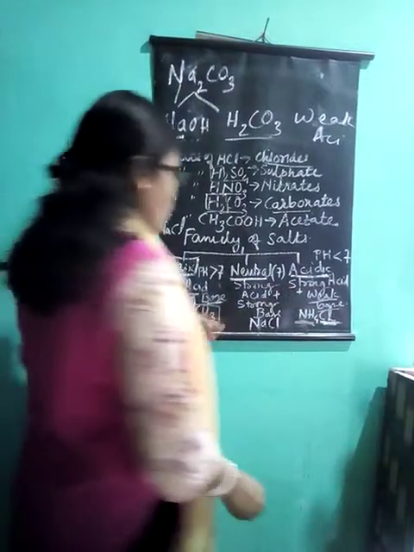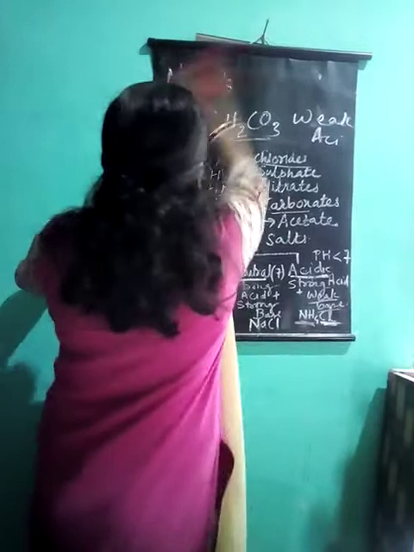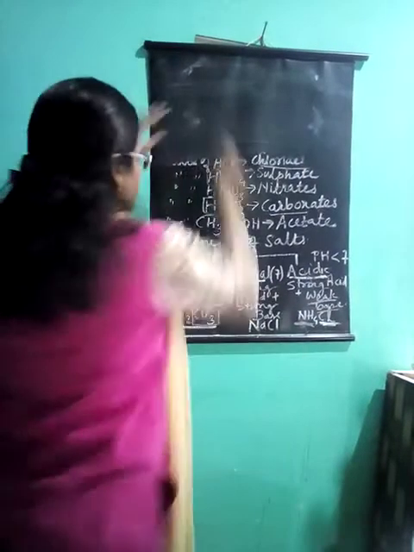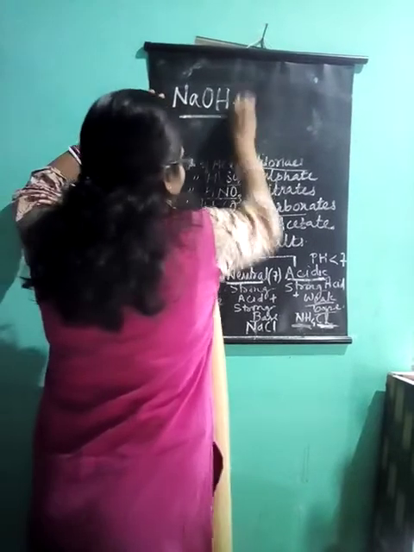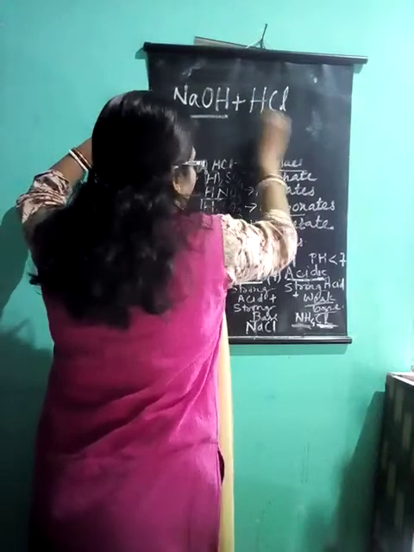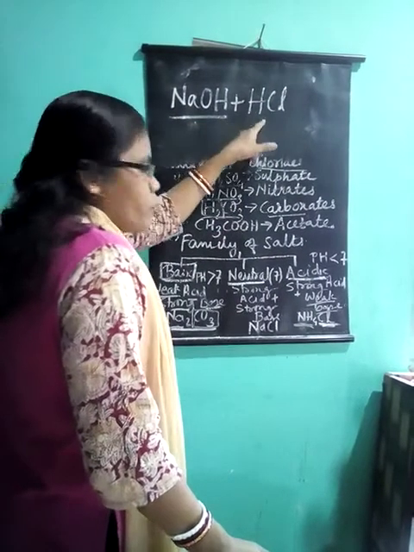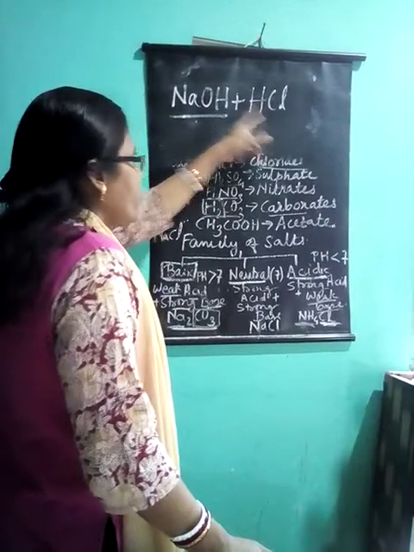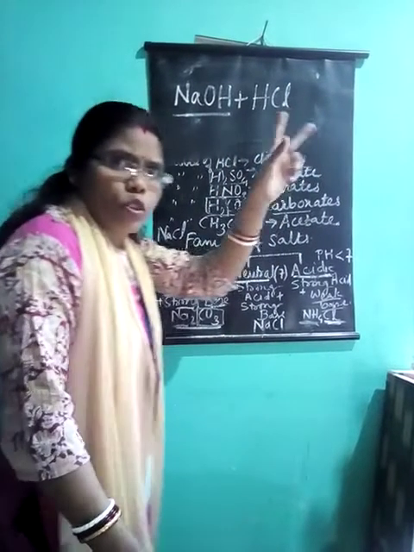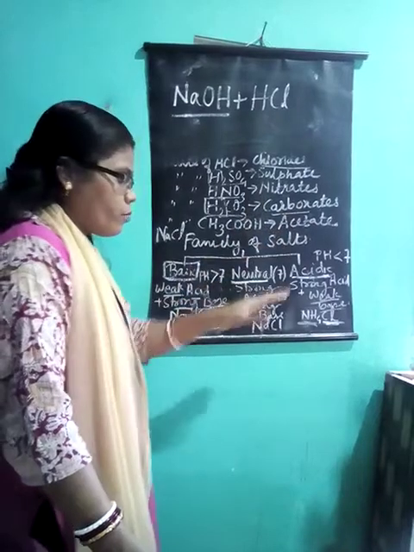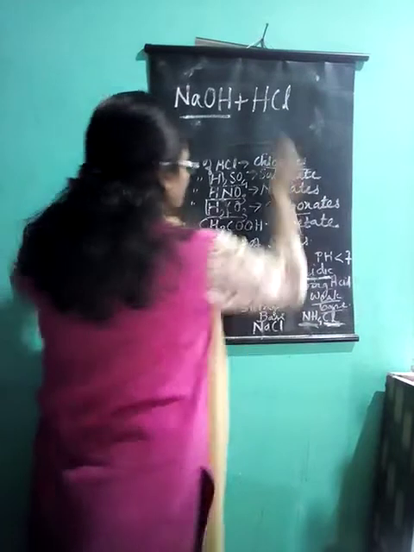Got it? Now neutral salt, which is very common. You have studied it many times. NaOH is your strong base plus HCl, which is a strong acid. So neutral salt will be formed from strong acid and strong base. Both should be strong, or both should be weak. One should not be strong and the other weak. In case of strong and weak, it is something else, basic or acidic. Both strong or both weak.